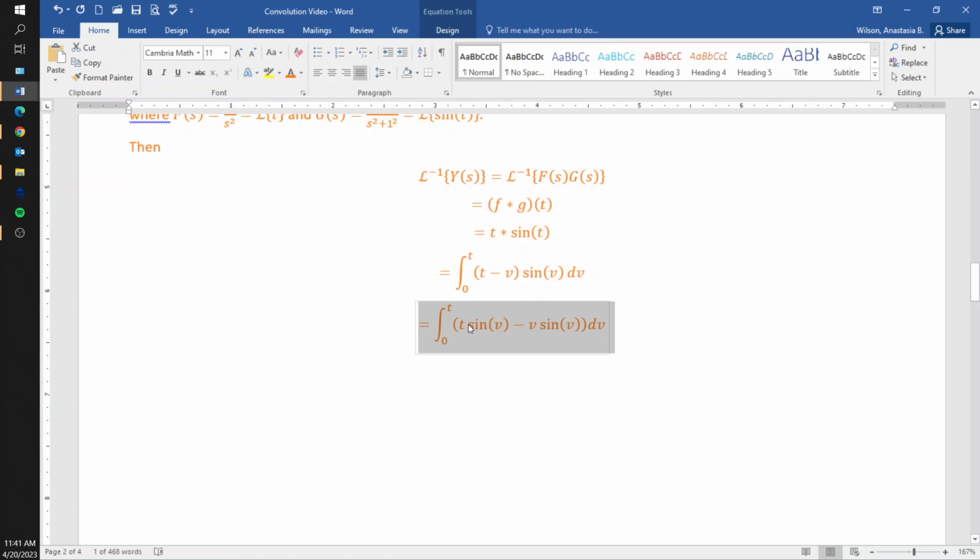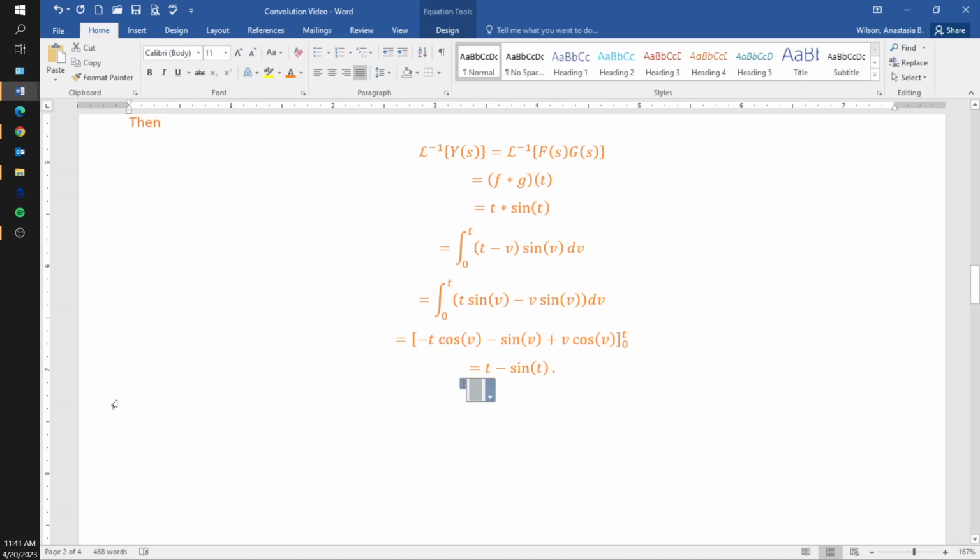Sine integrates to a negative cosine. This term, however, is a product, so it will require integration by parts. And for this video, I'm not going to show the details of that, but you can work through that on your own. You do get both of these terms by applying integration by parts there. So we have negative t times the cosine of v, that comes from here, and minus sine of v plus v cosine of v, that comes from there. And that needs to be evaluated at 0 and t. We will plug that in. A lot of the 0 terms will go to 0. And we are left with simply t minus the sine of t.